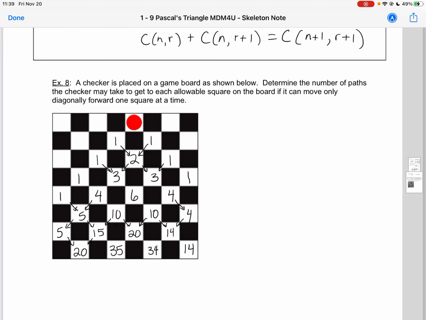And then in order to find my total number of paths, I'm just going to add these bottom squares all together, because that is going to give me the total number of paths that I can take to get to each allowable square on the board. So my total is going to be 20 plus 35 plus 34 plus 14, which is going to give me 103 possible pathways.